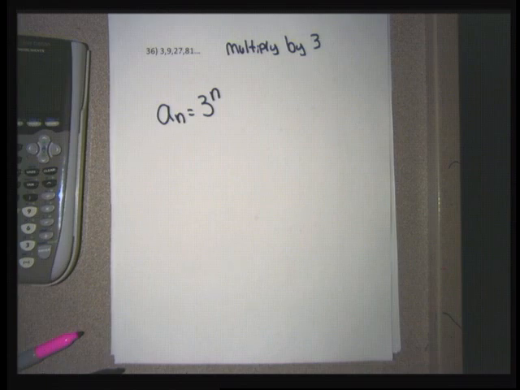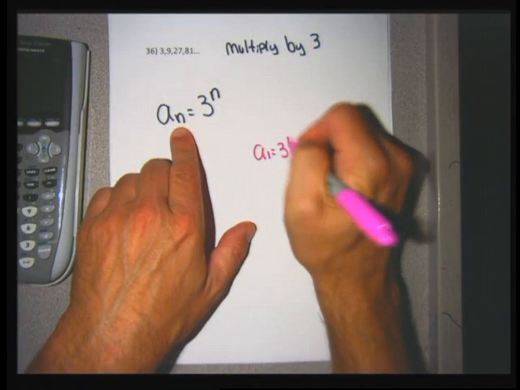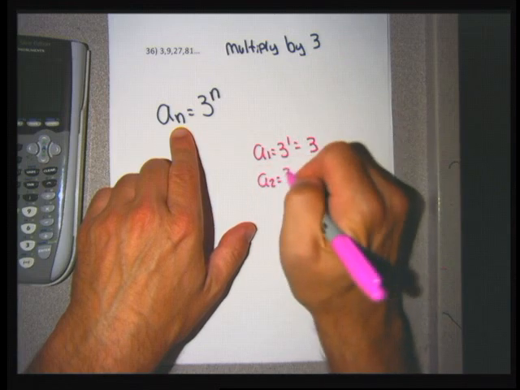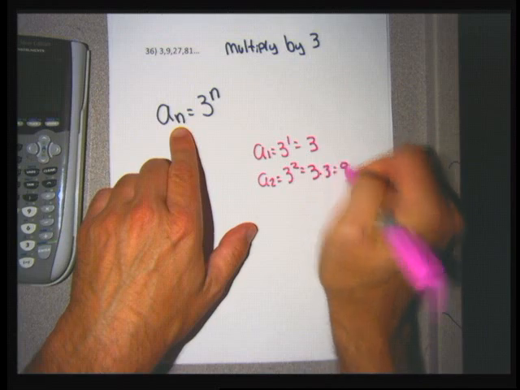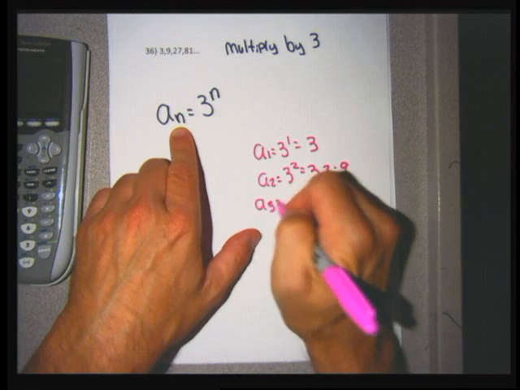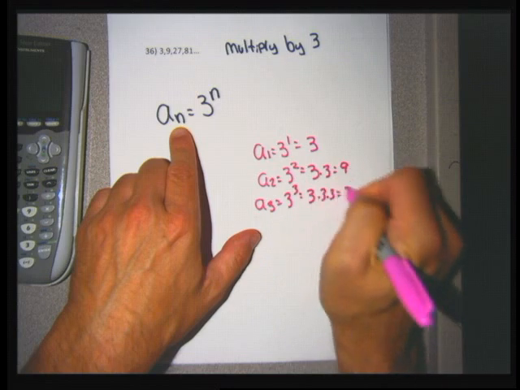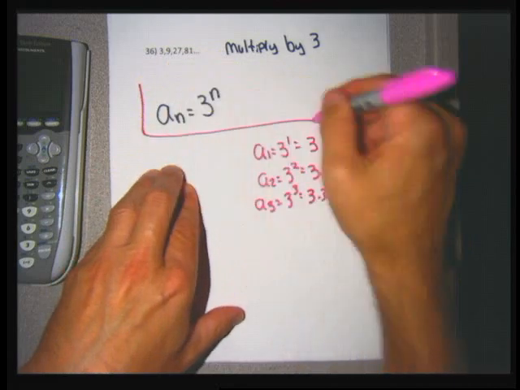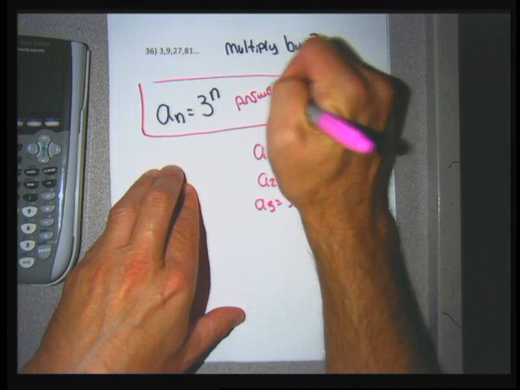This is a case where this works just fine, because if I plug my numbers in, a sub 1 equals 3 to the first power, 3 to the first power is 3. A sub 2 equals 3 to the second power. 3 to the second power is 3 times 3, which is 9. A sub 3 is 3 to the third power, which is 3 times 3 times 3, which is 27. This formula by itself, unmodified, generates the entire sequence that's listed above.